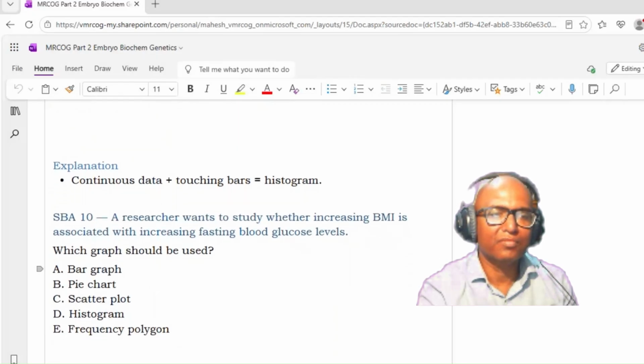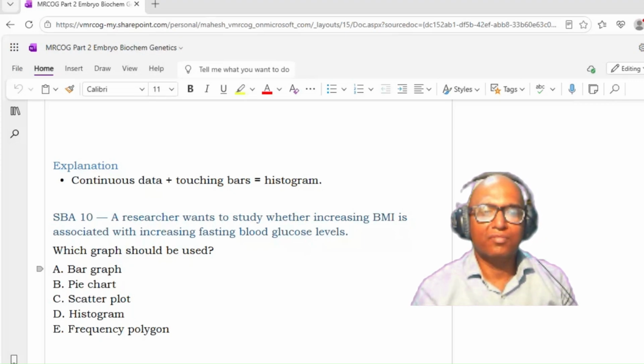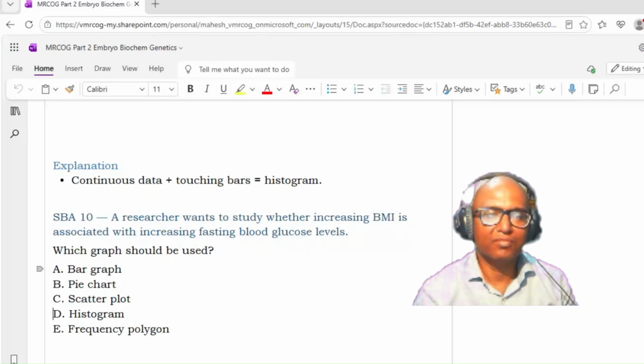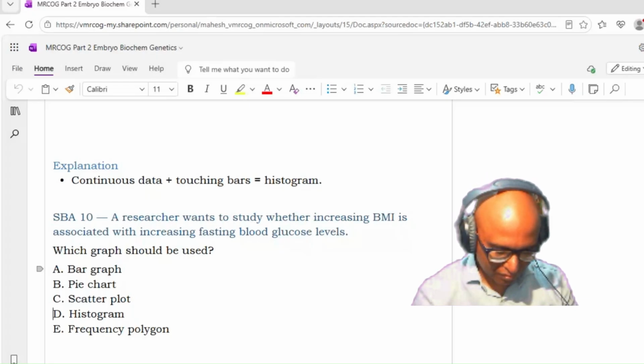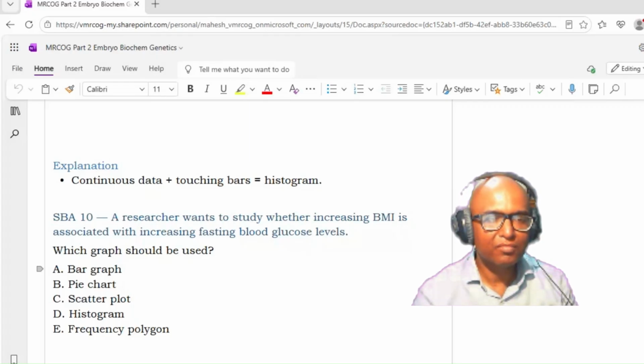A researcher wants to study whether increasing BMI is associated with increasing fasting blood glucose levels. Which graph should be used? Bar graph, pie chart, scatter plot, histogram, frequency polygon. Sir, option E, frequency polygon.